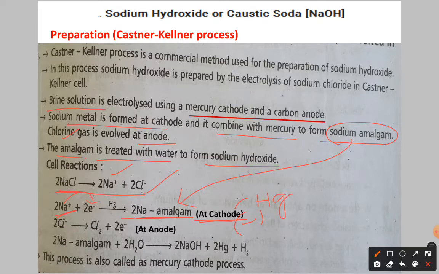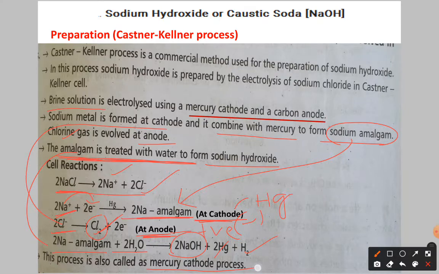This is the sodium amalgam. After that, the reaction at the anode: the anode has a positive charge, so it attracts the negative charge. At the anode, chloride loses an electron and you get chlorine. So this chlorine gas is evolved at the anode. Now, the sodium amalgam is treated with water. This is the reaction: sodium amalgam reacts with water and you get sodium hydroxide, with mercury and hydrogen.